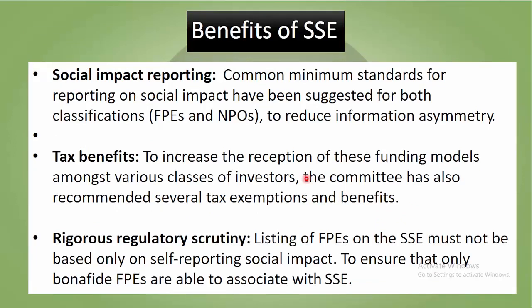What are the benefits of this? First is social impact reporting. Common minimum standards for reporting on social impact have been suggested for both classifications, FPs and NPOs, to reduce information asymmetry. Then there are tax benefits to increase the reception of these funding models among various classes of investors. The committee has also recommended several tax exemptions and benefits as well. Then there is rigorous regulatory scrutiny. Listing of for-profit enterprises on the social stock exchange must not be based only on self-reporting of social impact, to ensure that only bona fide for-profit enterprises are able to associate with the social stock exchange.